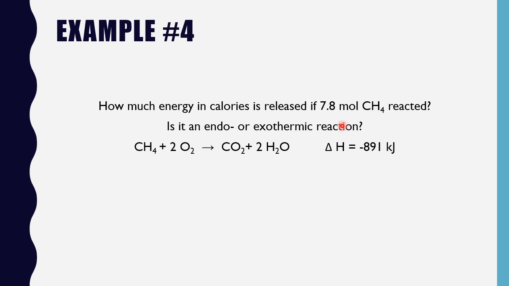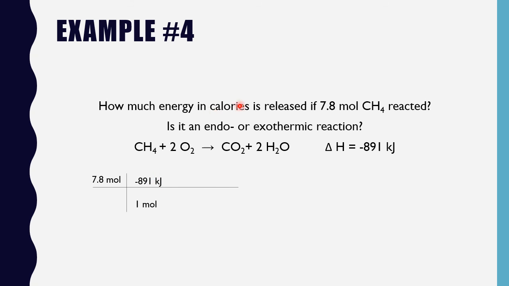Now, I have to look at the CH4, and I have to look at the coefficient that's in front of the CH4. Right now, it only has 1 mole. So when I make my T table, I start with 7.8 moles. I'm going to use the delta H, this negative 891 kilojoules per 1 mole. Now I'm not finished yet. I'm going to do one long T table because I know that when I multiply and I divide by 1 mole, these units cancel out. I'm going to end up with the answer in kilojoules.